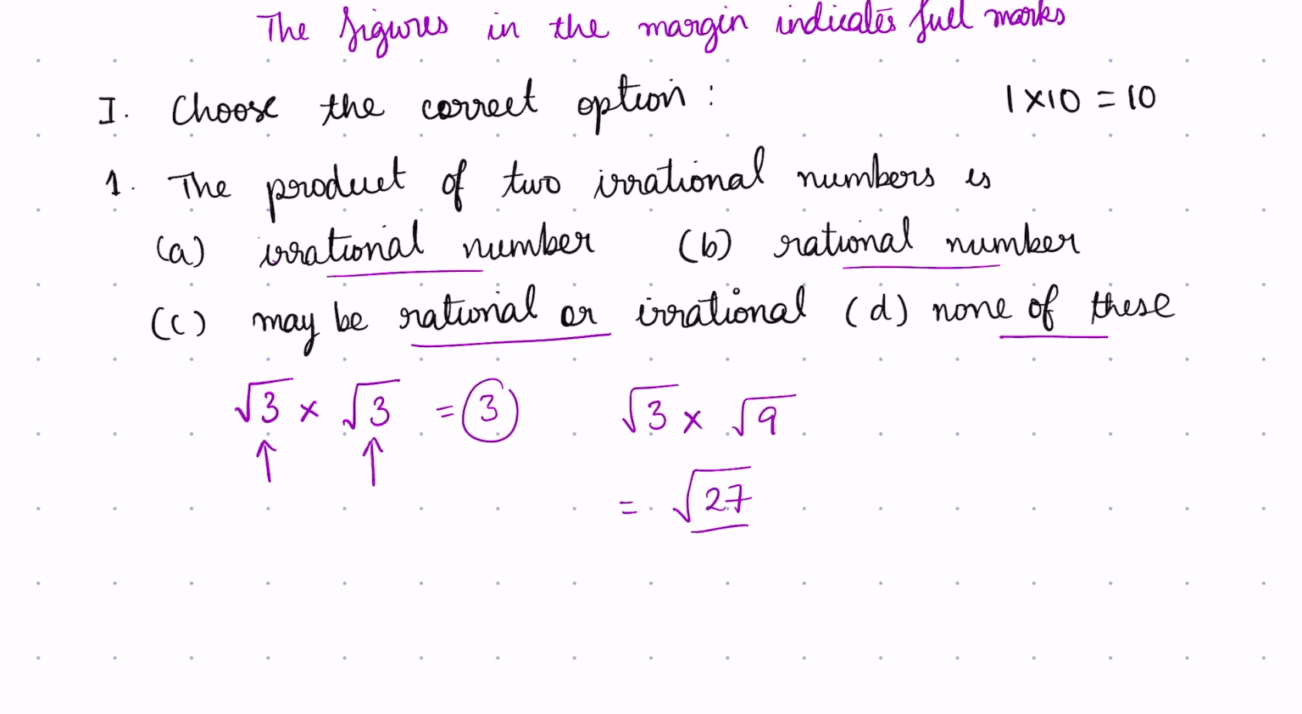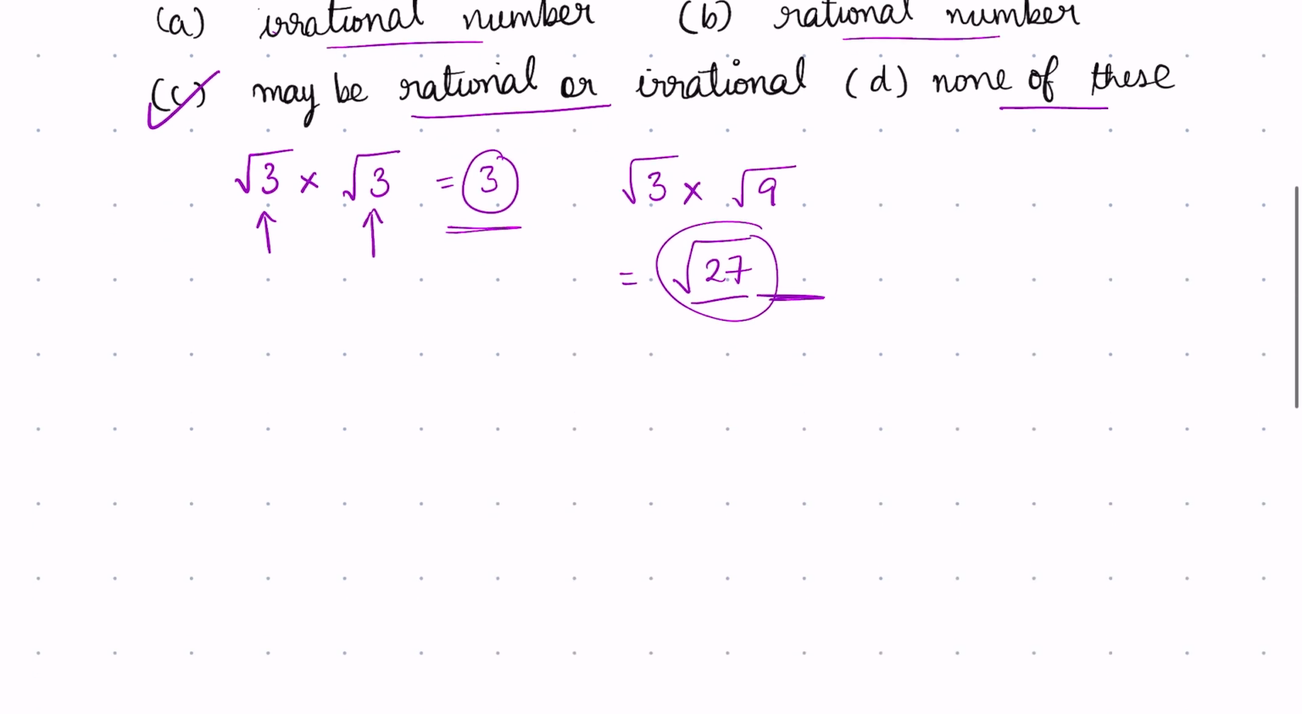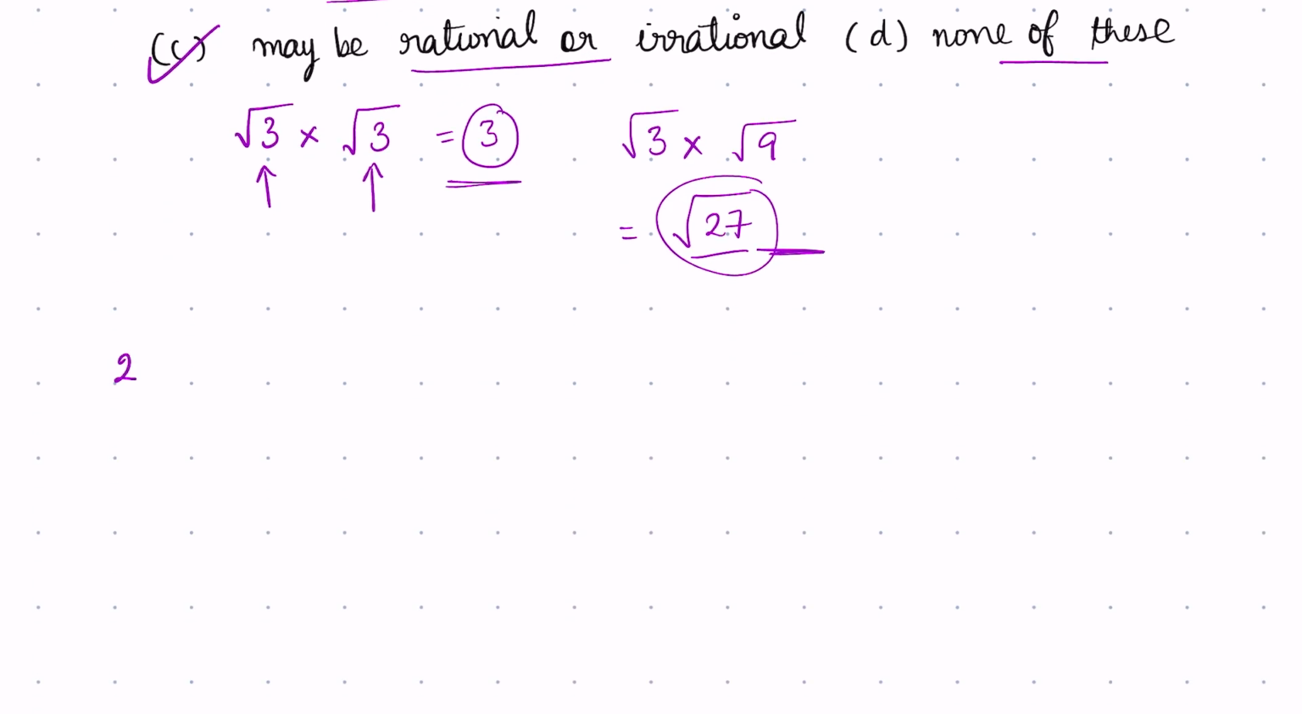Clearly it can be either this or this, right? So the answer is C. Product of two irrational numbers may be rational or irrational, because this case can also be true and this case can also be true, since they have not specified which one. So you need to assume that both of them might be true. So that's option C. Alright, so let's move on to question number 2.